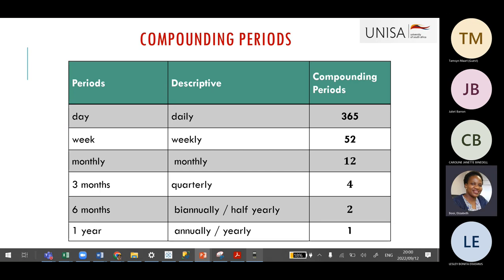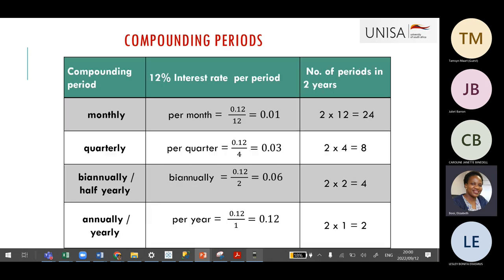So you just need to know the right compounding period to multiply with the period, and the right compounding period to divide the interest. For example, if they say compounded monthly, know that 12% will be divided by 12, and your period, if they said it's 2 years, will be multiplied by 12. If they say biannually or half yearly, know that you will divide your interest by 2 and you will multiply your period by 2. Okay, let's look at an example.